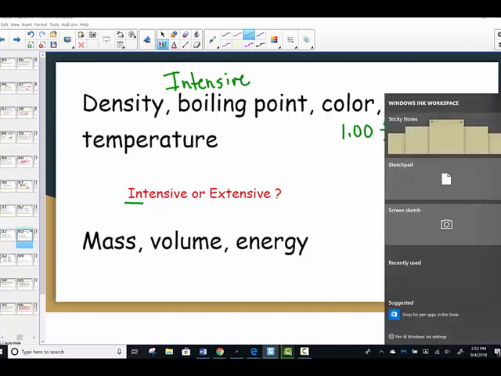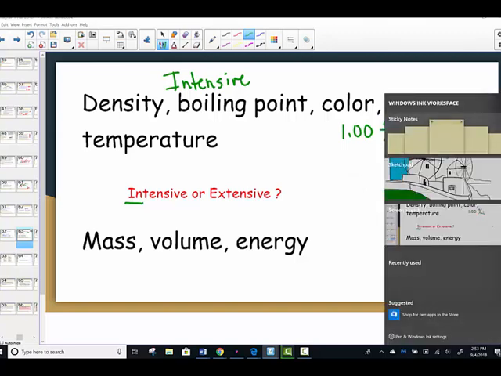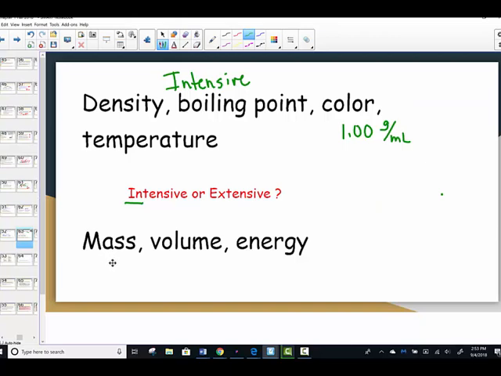Extensive properties do depend upon the amount of matter. If I have more matter, it will have more mass. If I have more matter, the volume will be greater. If I have more matter, it will contain more energy. Dependent upon the amount is the extensive properties.